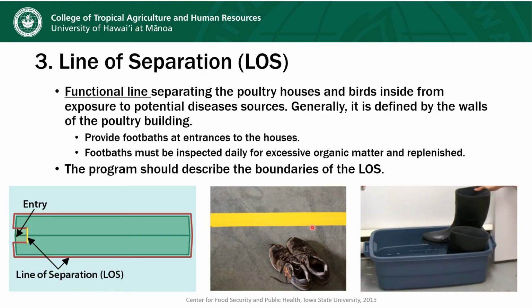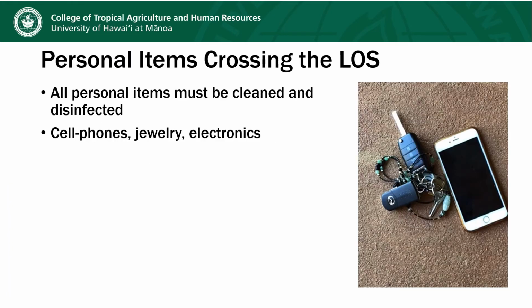The line of separation is the functional line that separates the poultry houses and birds from exposure to potential disease sources. Place foot baths at entrances to the houses, and remember that they must be inspected daily and replaced when it accumulates excessive organic material, which will decrease its efficacy. All personal items that cross the line of separation must first be cleaned and disinfected. This includes cell phones, jewelry, or other electronics. One trick that I use is to put these items in a Ziploc bag that can be disinfected without damaging the materials inside.